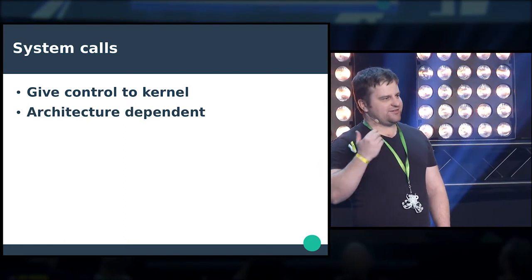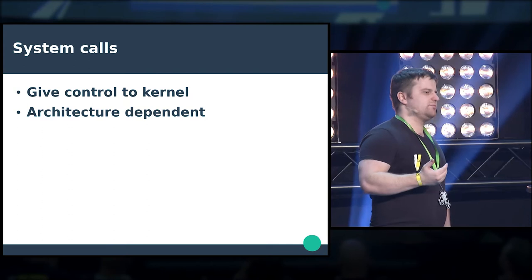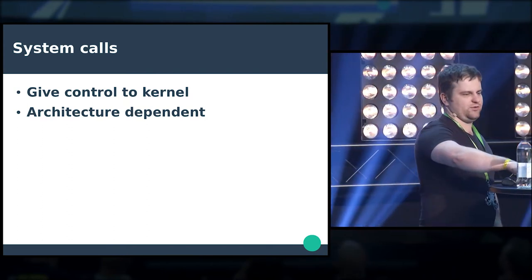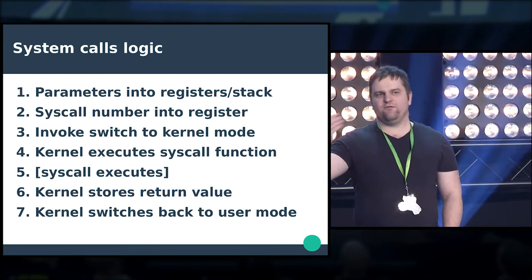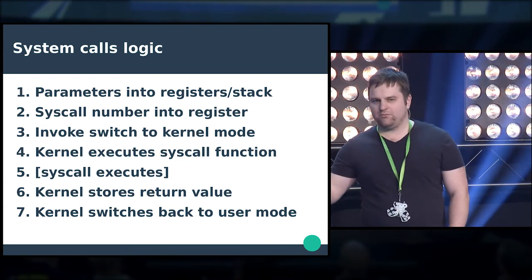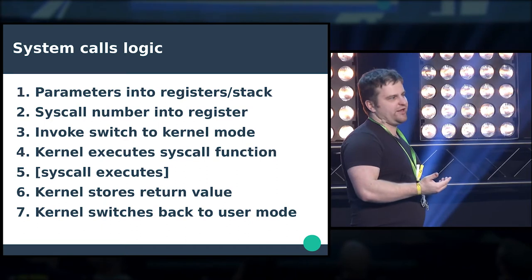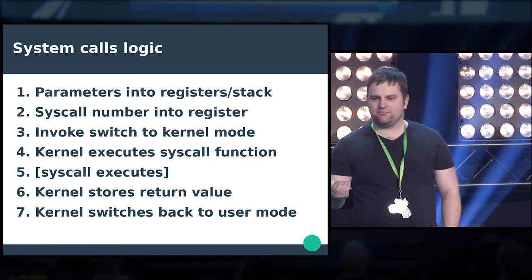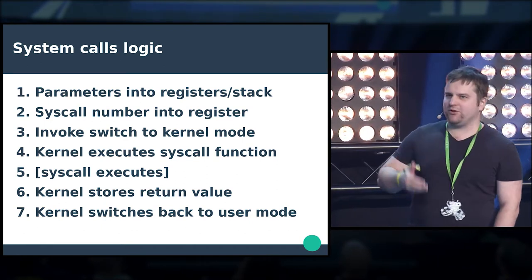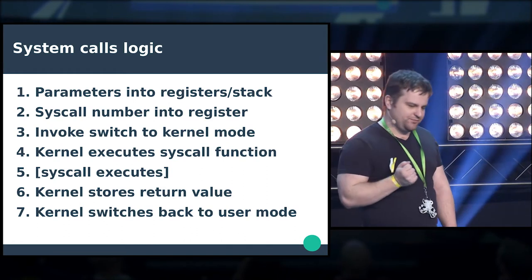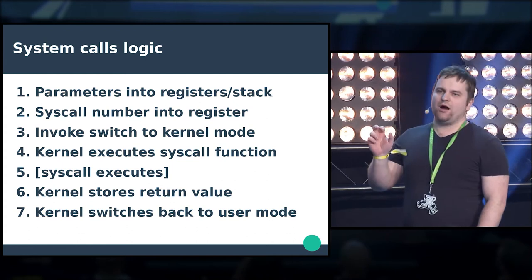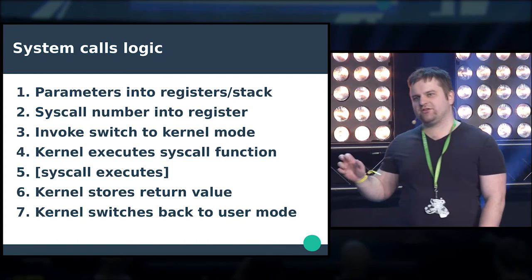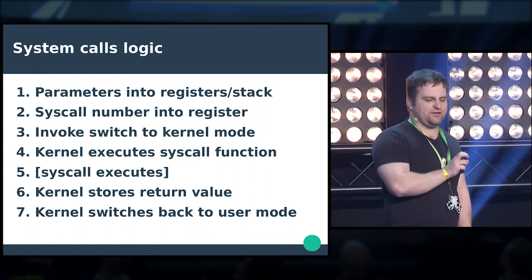How they act exactly is very architecture dependent, but the main logic is something like this. The parameters that are to be given to the syscall inside the kernel are put into either registers or the stack. In the case of x86, for example, everything is put on the stack. Then the syscall number, because syscalls are numbered, is put into some register. In the x86 case, it is put into the EAX register.